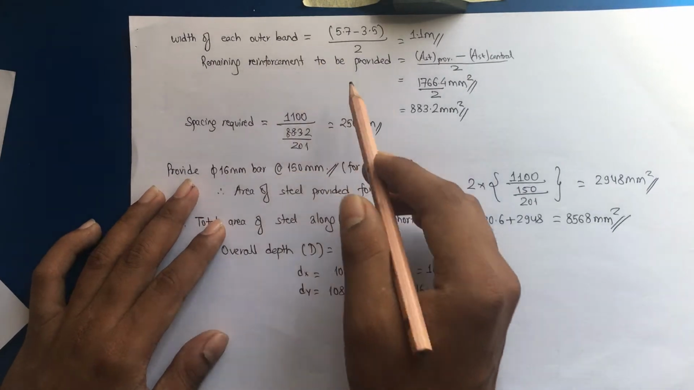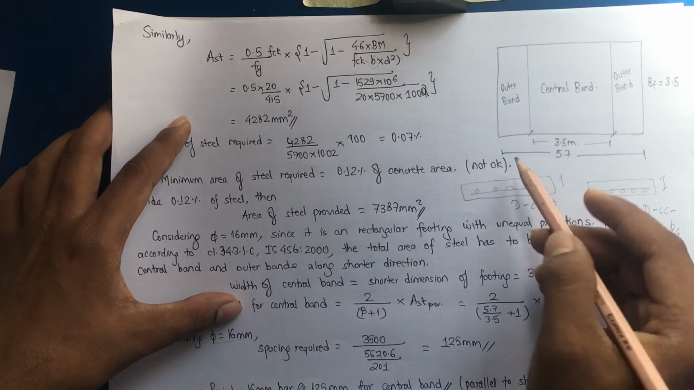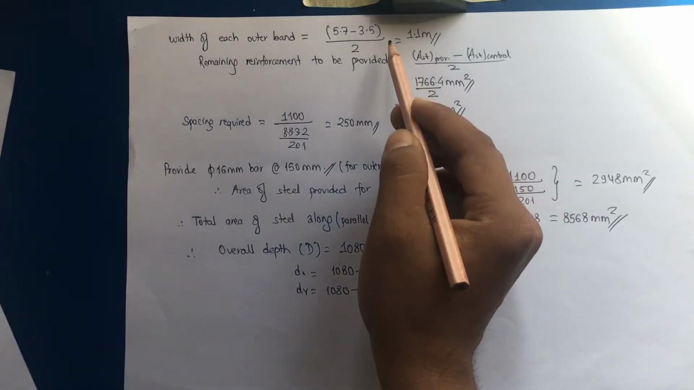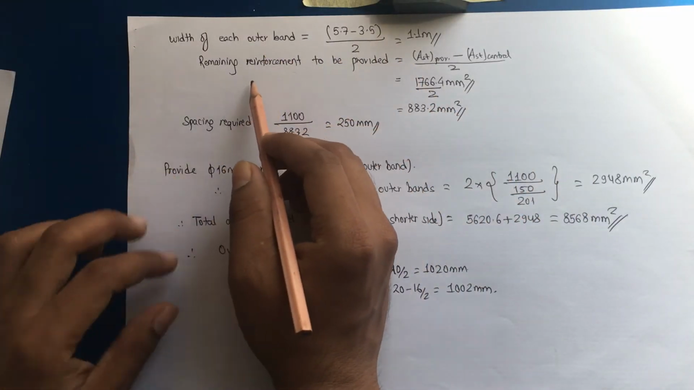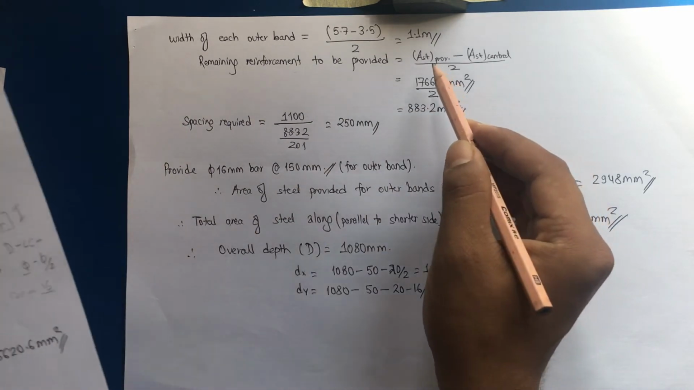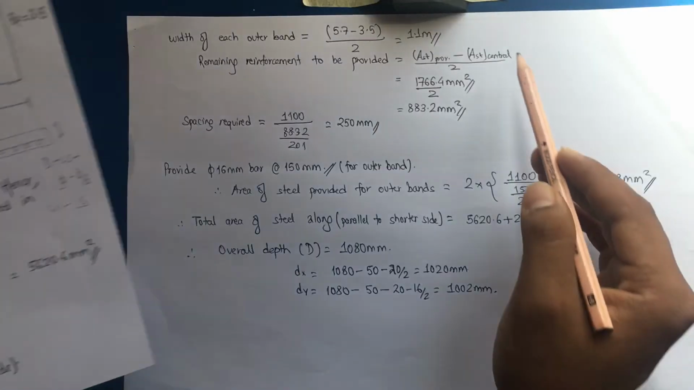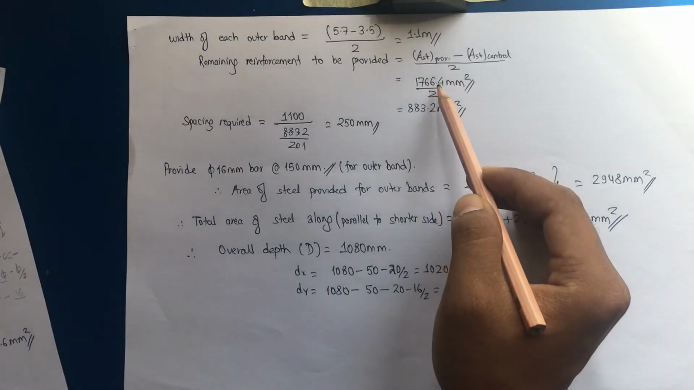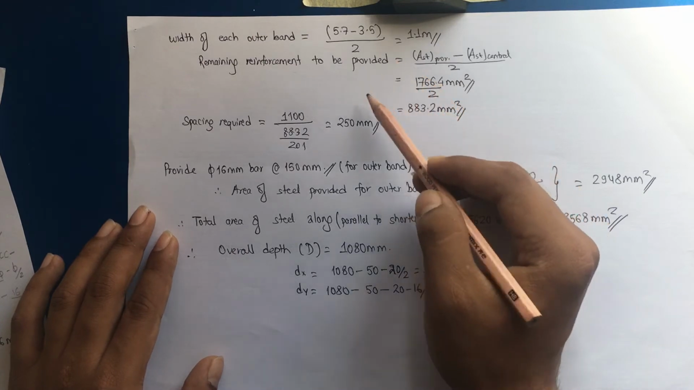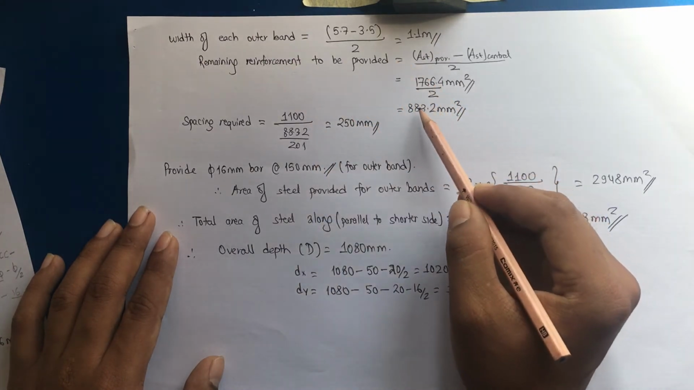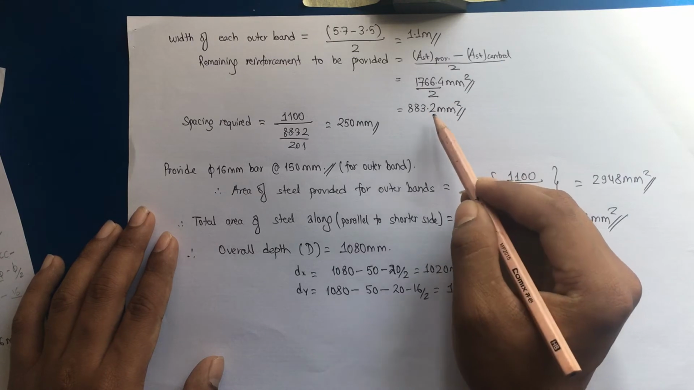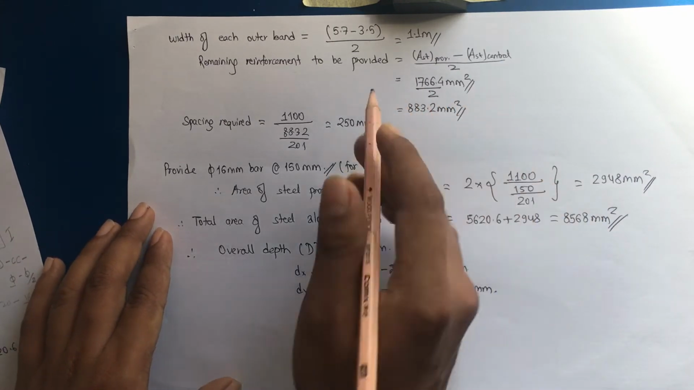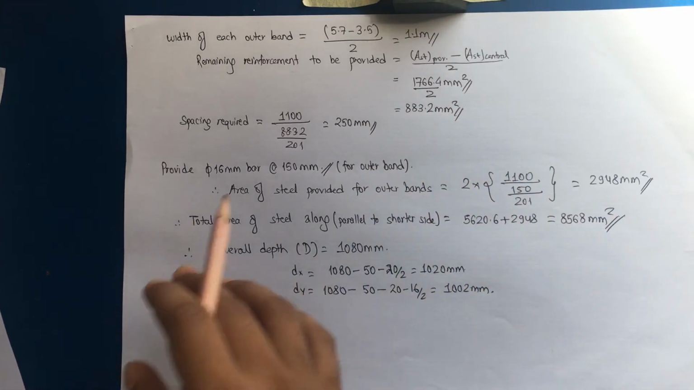Width of each outer band: firstly we'll calculate the width of the outer band. So we have 5.7 minus 3.5 divided by 2, and we get the width of each outer band. The remaining reinforcement to be provided is the area of steel provided minus the area of steel in the central band. So we get this as 1766.4 mm square, and we have to distribute it in each band, so dividing by 2 we get 883.2 mm square. So this is the reinforcement to be provided along the shorter edge in the outer band.